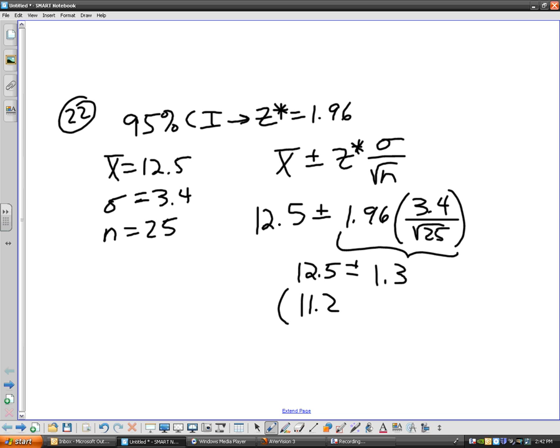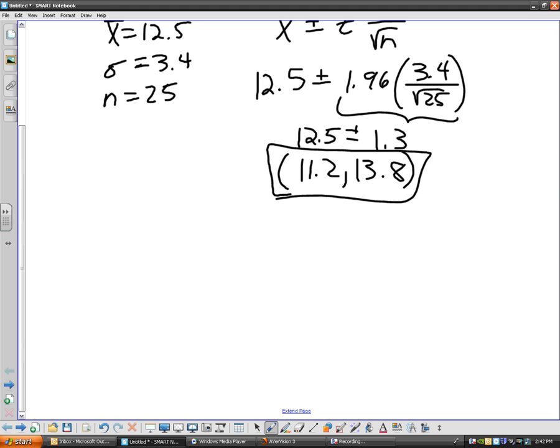Remember, when you write an interval, the smaller number goes first and the larger number goes second. So the 95% confidence interval is 11.2 to 13.8. I asked that you rounded to one decimal place. A couple of you didn't read those directions.